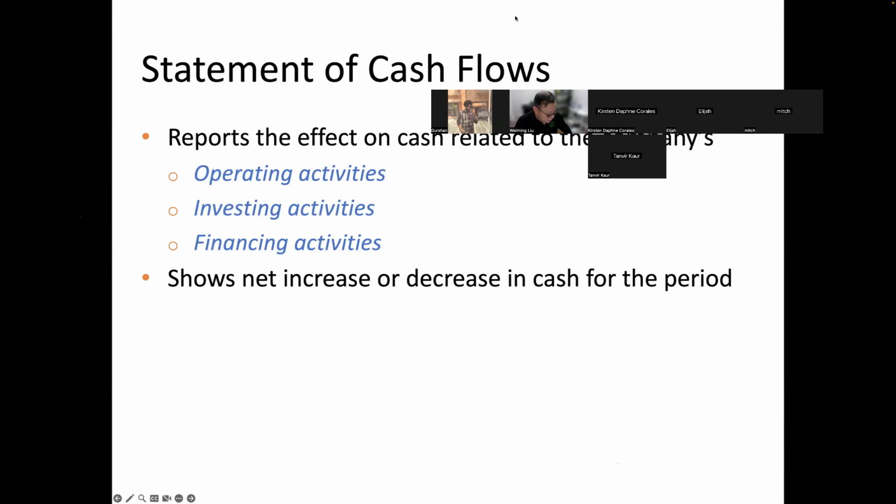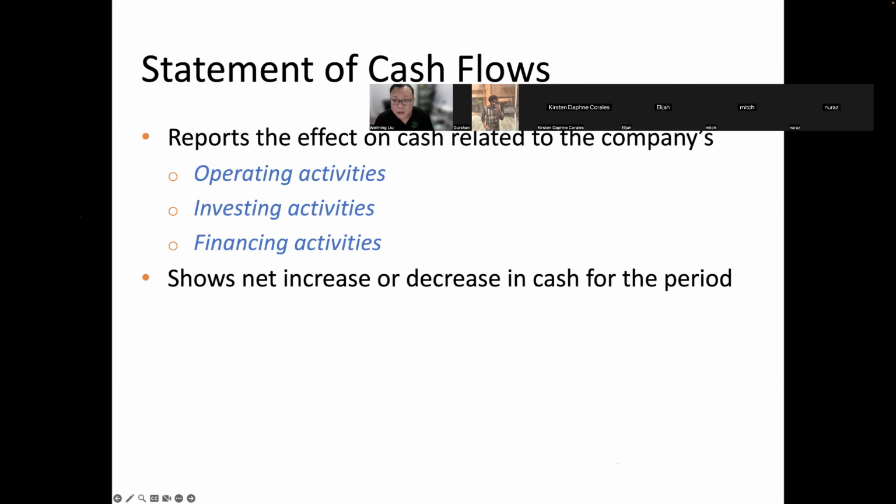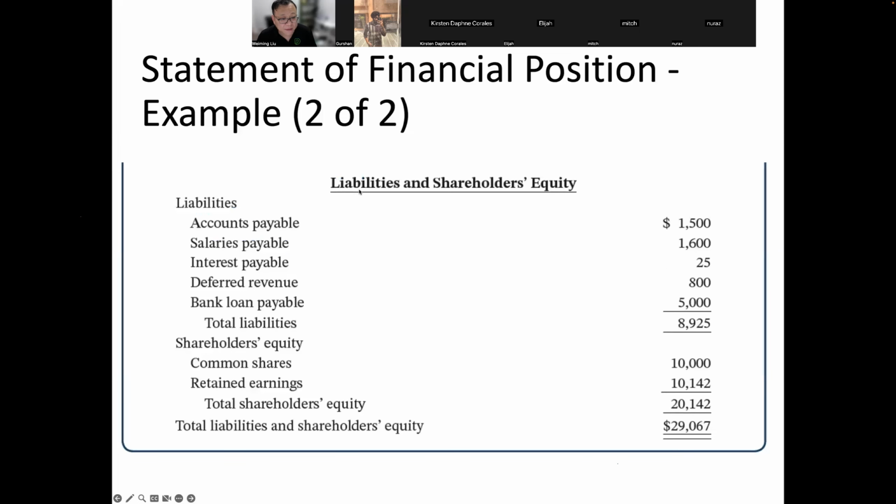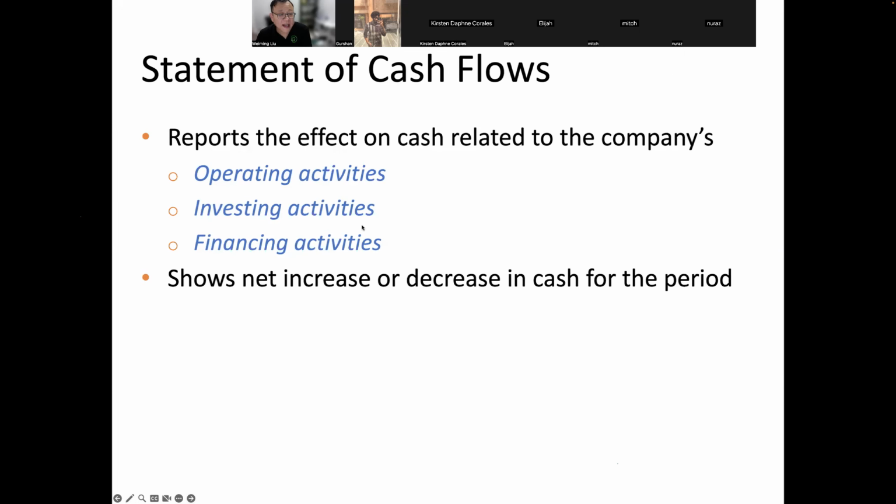Statement of cash flow. So this one is the fourth statement. It explains how the cash is generated and how the cash is used in the operation. So we classify the company activities into three activities: operating activities, investing activities, and financing activities. The statement of cash flow will show the net increase or decrease in cash for the period of time.